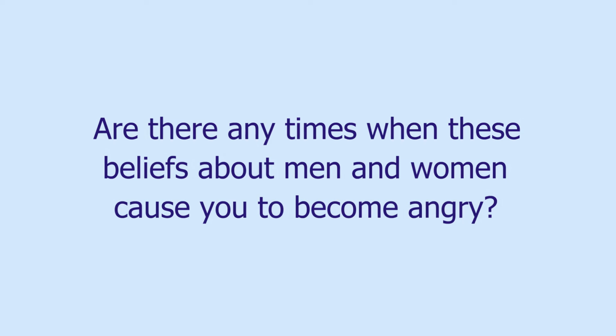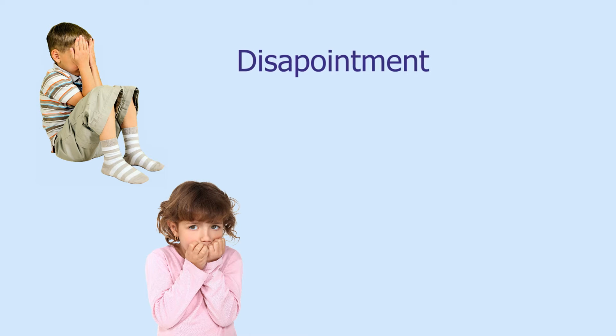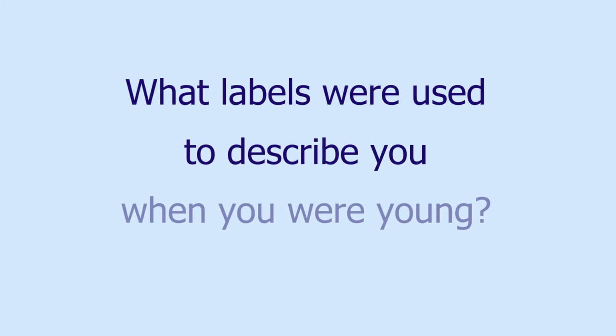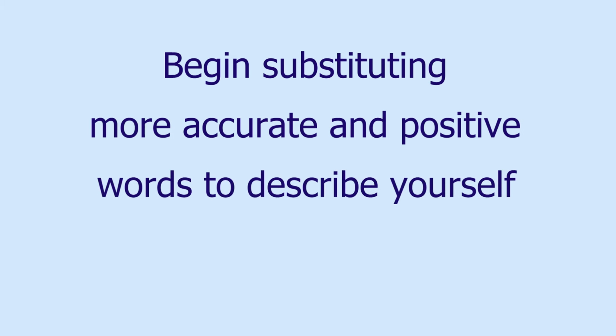Of course, not all of the labels and messages you heard during your childhood were gender-related. Negative messages abound that are given to both boys and girls. They are told that they are a disappointment, dumb, irresponsible, a loser, slow, stupid, and many other degrading things. Take a moment to pause the video and think of the negative labels that were used to describe you when you were young. If you are now using any of them to describe yourself, begin substituting more accurate and positive words to describe yourself or your actions.